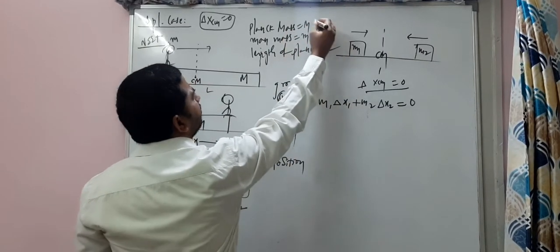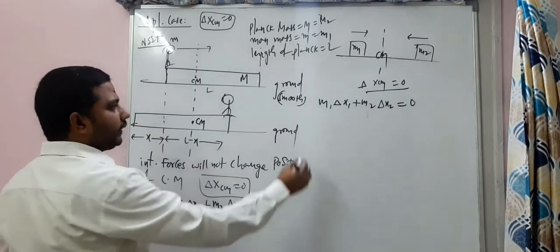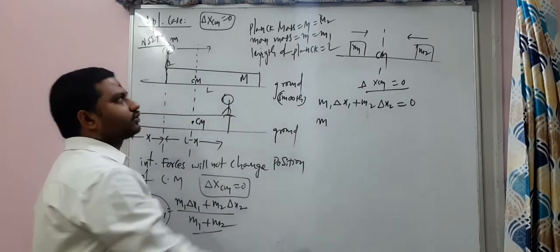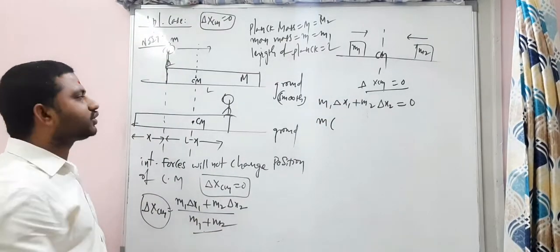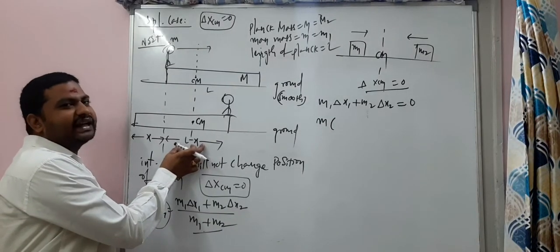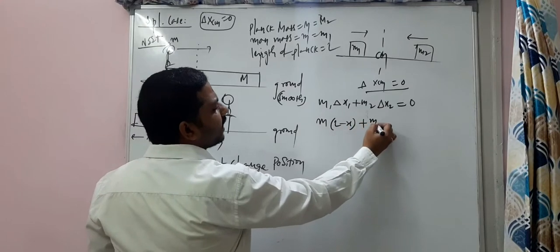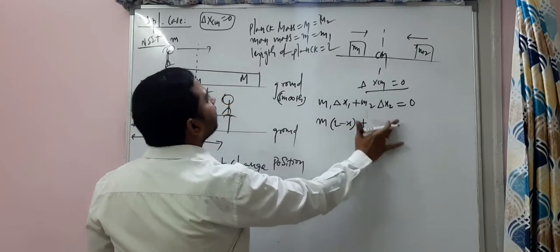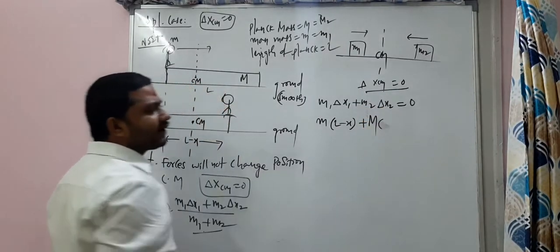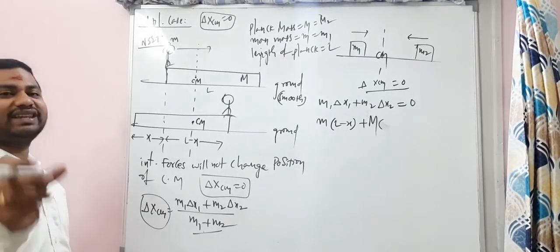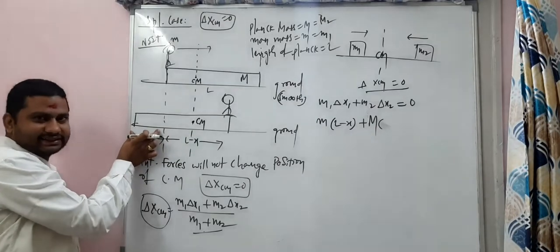Let's take the first one as mass. Mass of the man is M1, mass of the plank is M2. M1, the mass of the man, is small m, into delta x1. What is the change in position of the man, my dear students? Change in position of the man is L minus x. So it's small m into L minus x, plus M2. M2 is the mass of the plank, capital M, into delta x2. What is the change in position of the plank? The change in position of the plank is x, alright?